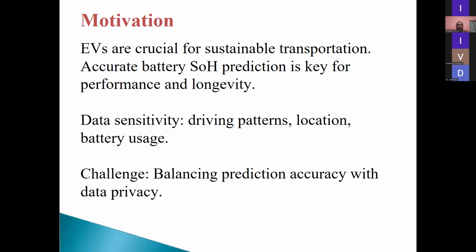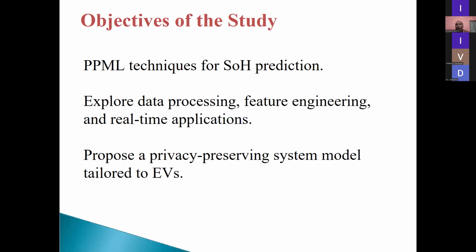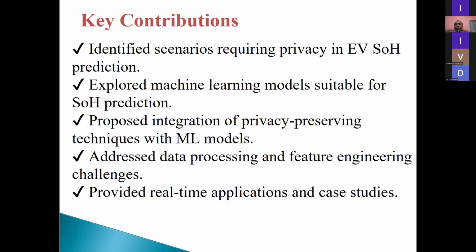State of health for a battery is key to performance and longevity. And second is data sensitivity: driving patterns, locations, battery usage that should not be known to other people. I'll explain why. The objective of the study has two parts. One is privacy preserving techniques for SOH prediction. SOH means state of health of the battery. So we have to explore data processing, feature engineering, and real-time applications here. We propose a privacy preserving system model that is helpful to electrical vehicles.